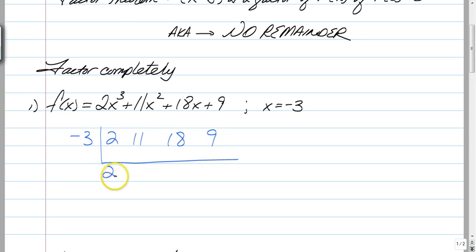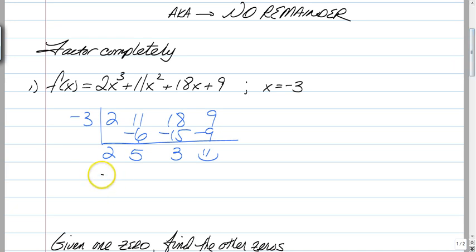So you drop down your 2. Negative 3 times 2 is a negative 6. That's going to give you 5. Negative 15, that's going to give you 3. Negative 9, and hooray, you have no remainder. So from here, what you do is you write that, remember, starting 1 below. So this is 2x squared plus 5x plus 3.